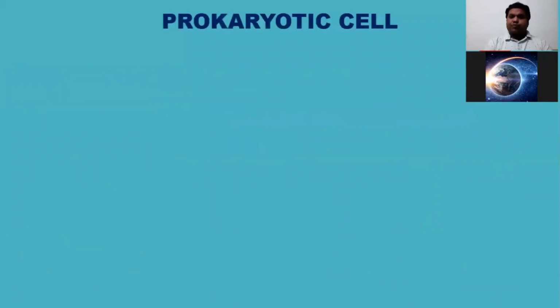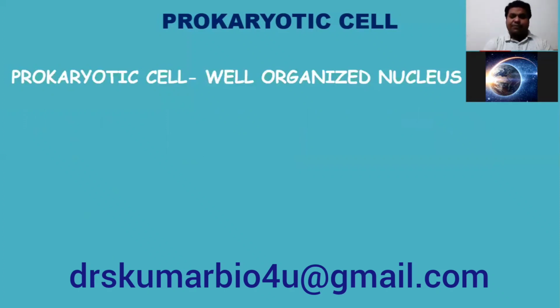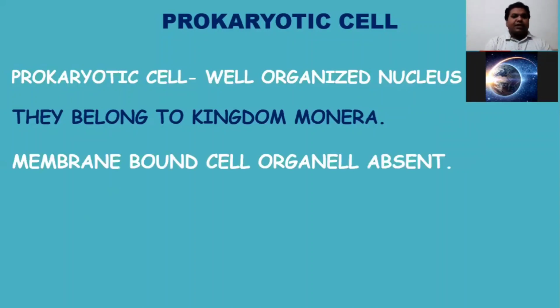Today we are going to focus on the prokaryotic cell. Pro means primitive, karyon means nucleus. So first point, in the prokaryotic cell, a well-organized nucleus is absent. They belong to kingdom Monera. Now remember, for plants we have kingdom Plantae, for animals we have kingdom Animalia. Same way for prokaryotic cells we have kingdom Monera. In the case of prokaryotic cells, membrane-bound cell organelles are absent. Whichever organelle has a membrane, you will find that it is absent in the prokaryotic cell. For example, mitochondria, Golgi complex, endoplasmic reticulum, all are absent.